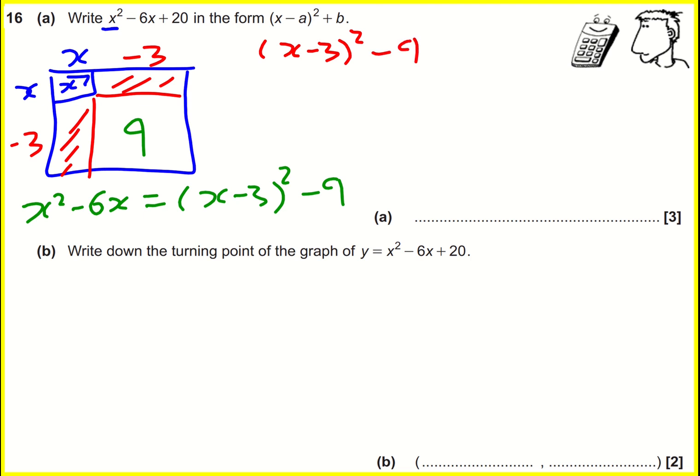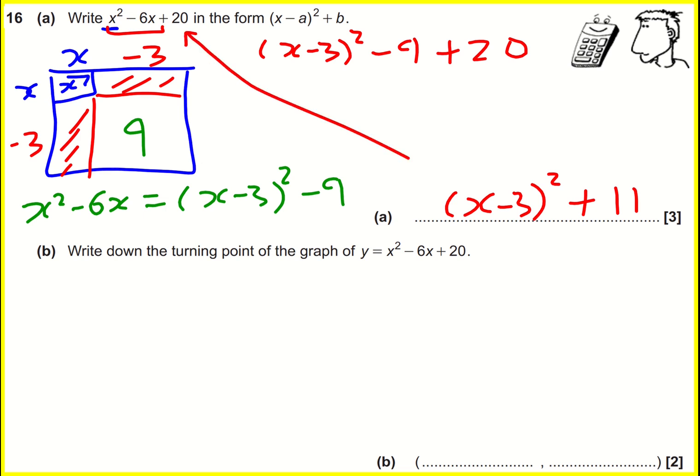We still, however, have this plus 20, so don't forget about that. We just dealt with the x squared minus 6x to start with. So the final answer is actually x minus 3 squared plus 11. If you were to expand that back out, you would indeed get back to here. It's the only possible A and B that would work here.